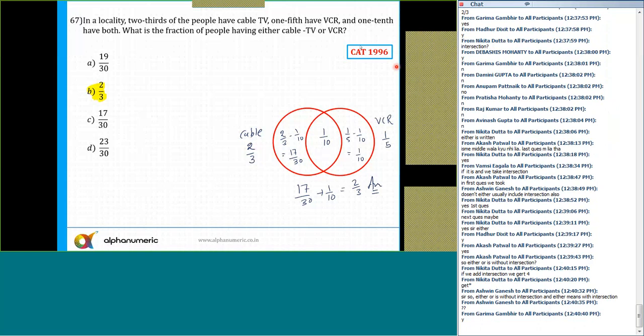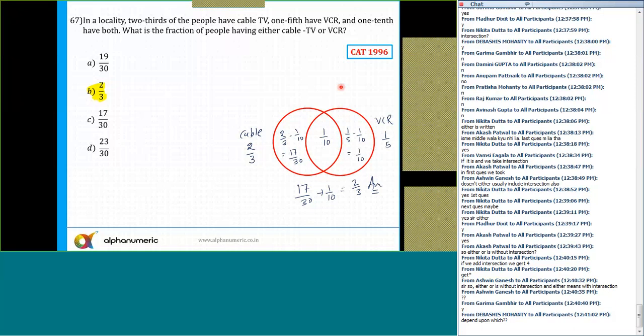So either or is without intersection, either means with intersection. Yes, it depends. Now again, it depends upon which. If I'm talking about language, in deductive logic, if I say either or, in that case language also it means at least one. But here in the quant, whenever it is mentioned either or, usually avoid taking the middle value. Okay.